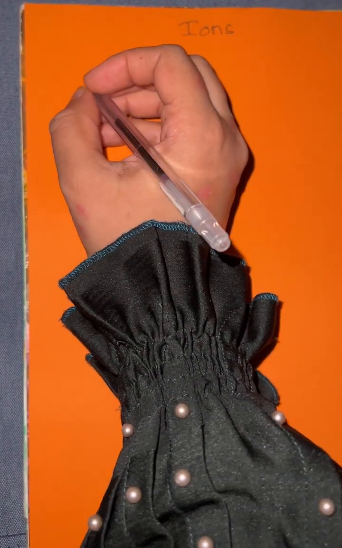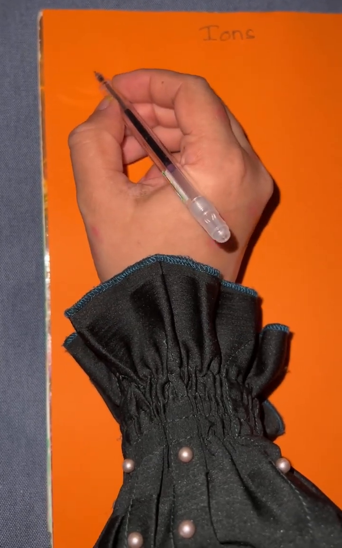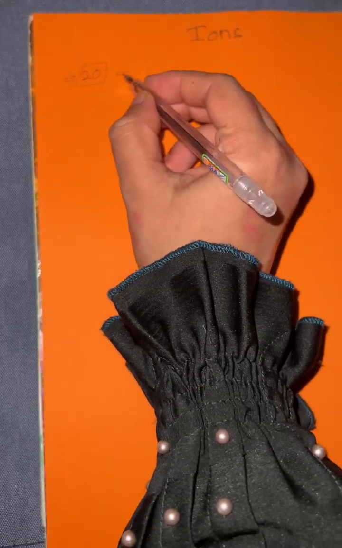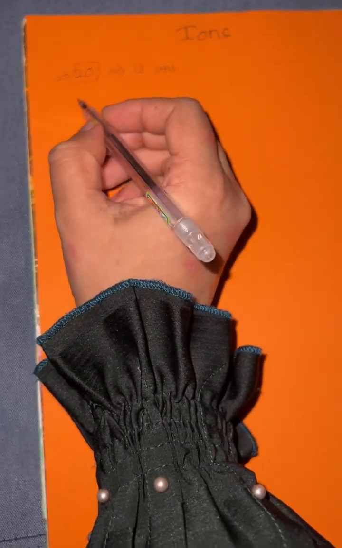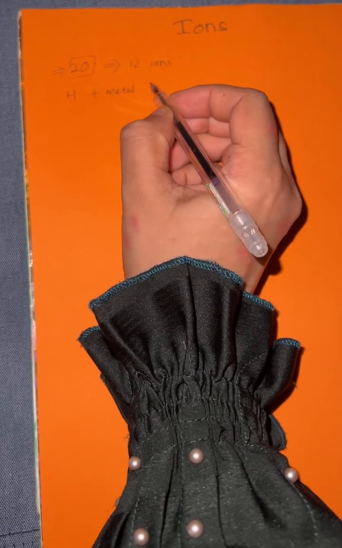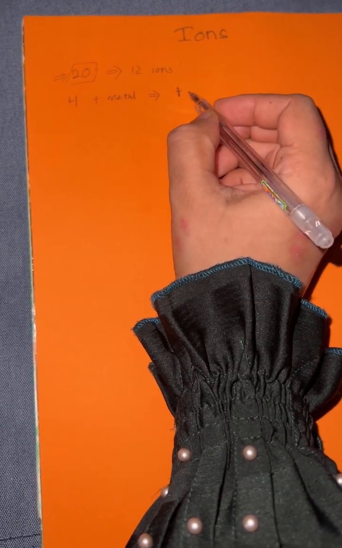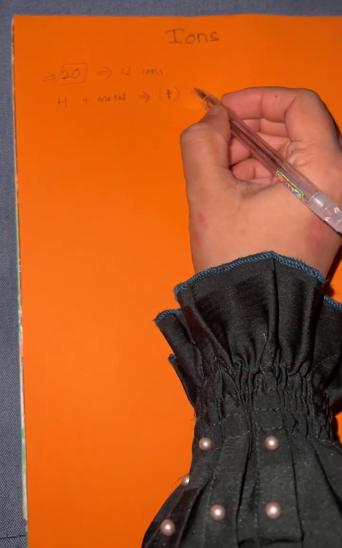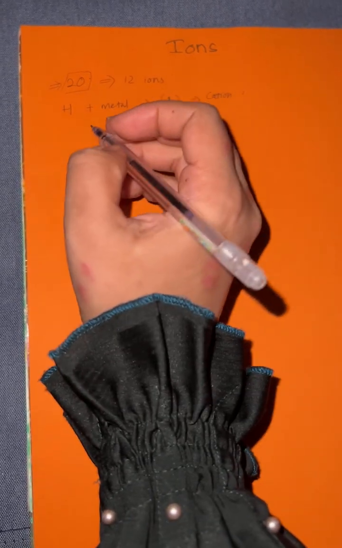Right, let's go on. If you consider the periodic table, the first 20 elements are compulsory for you all to know. 12 of them form ions. Hydrogen and metals lose an electron to form positive ions. The name we give for positive ions is cation.